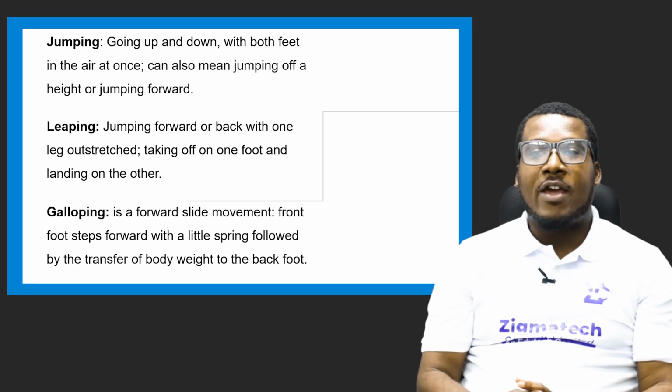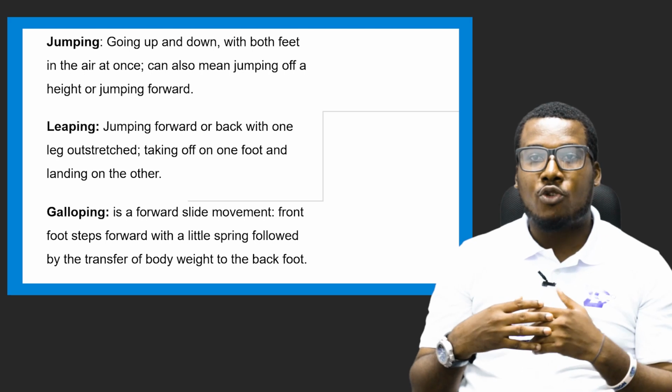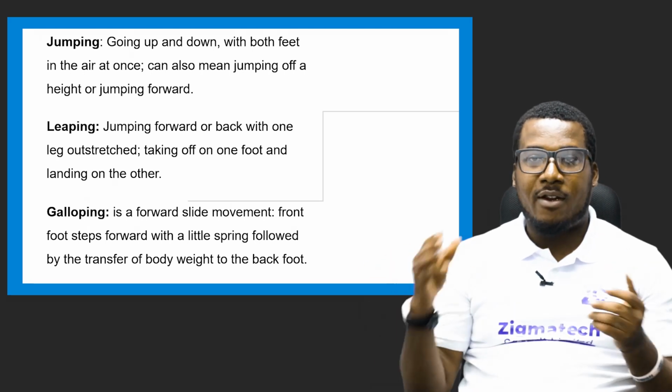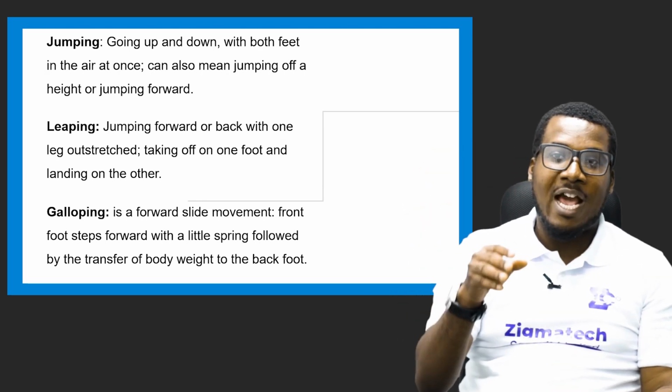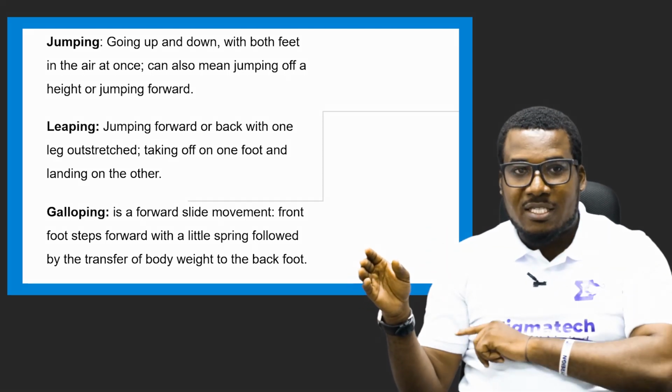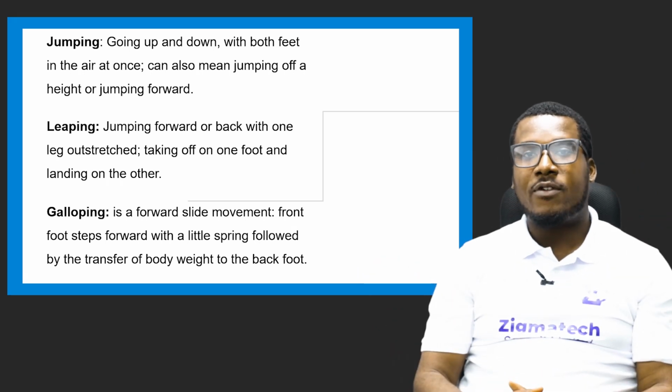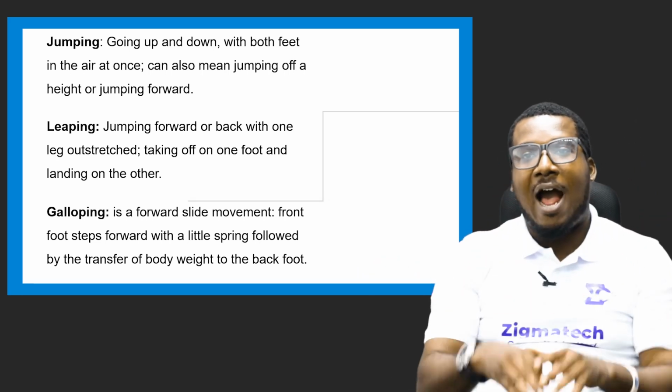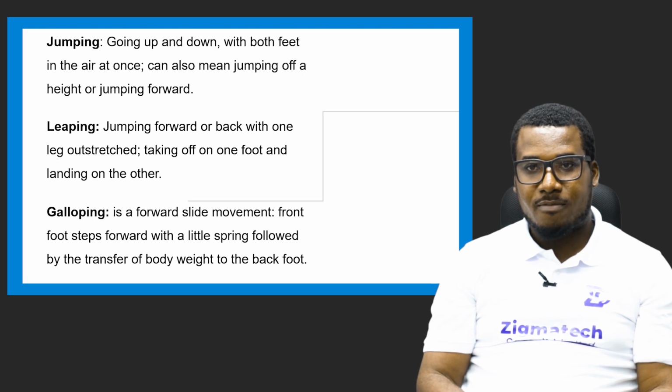And also jumping off a height. Now in a different way, where we know a lot, we jump off a height or jump forward, where we have the long jump. If you look at the long jumpers in the athletic field, when they take their leap off, both legs are in the air and they land with both feet on the ground.